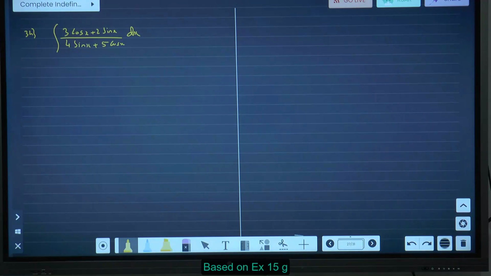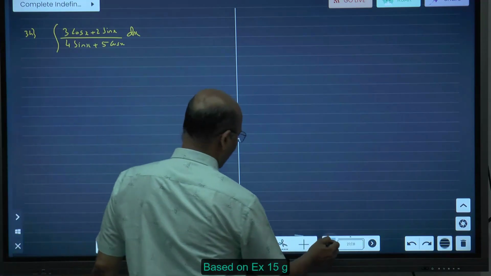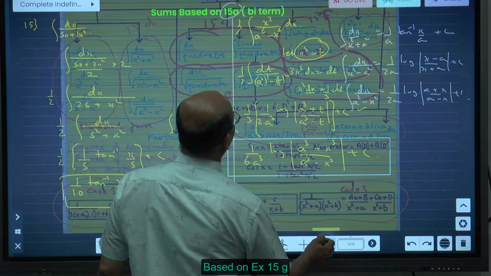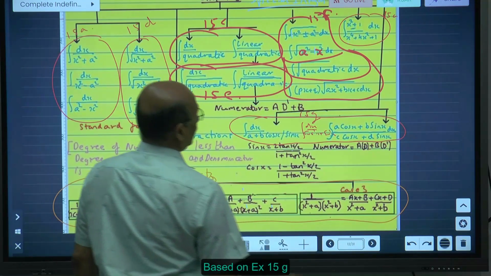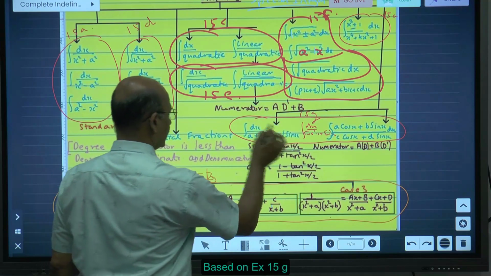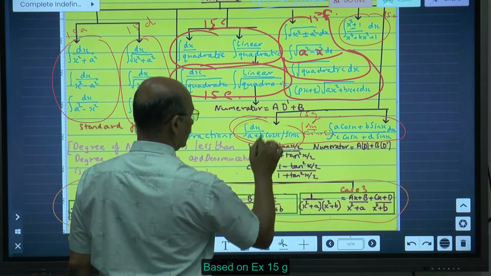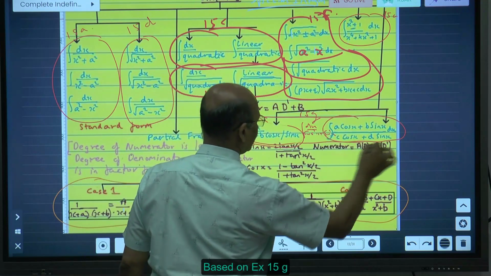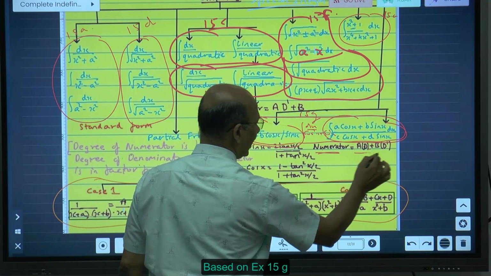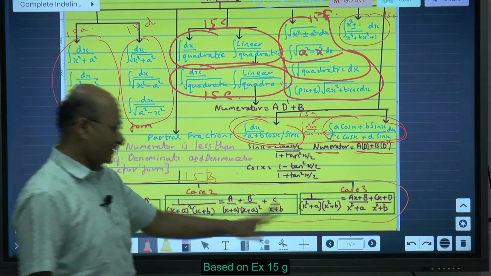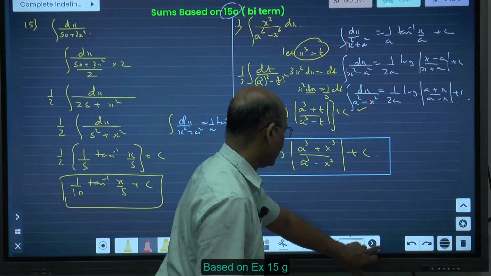What we do is, in this case, now if you remember the chart which I shared with you, see, this pattern we finished, a plus b sin x cos x form. This we finished. This part, last part. What do you write? Numerator as a into denominator plus b into derivative of denominator. Very simple this is. I'll just tell you how to do that.